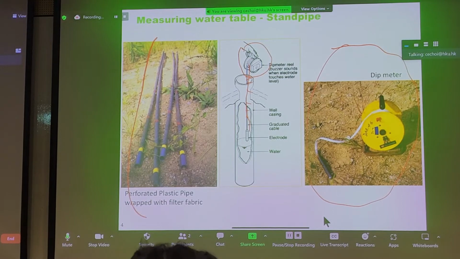Here are more pictures of perforated plastic pipes with geotextiles wrapped around it. So this is what I refer to as a standpipe, or in this case, an observation well.